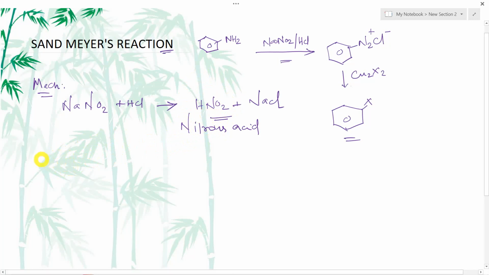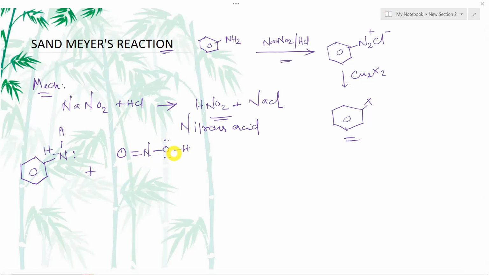So let me write the reaction here. So let us take aniline, NH2, with a lone pair of electrons on the nitrogen. This is aniline. This reacts with the nitrous acid, that is O double bond N OH. So this is HNO2, nitrous acid, right?